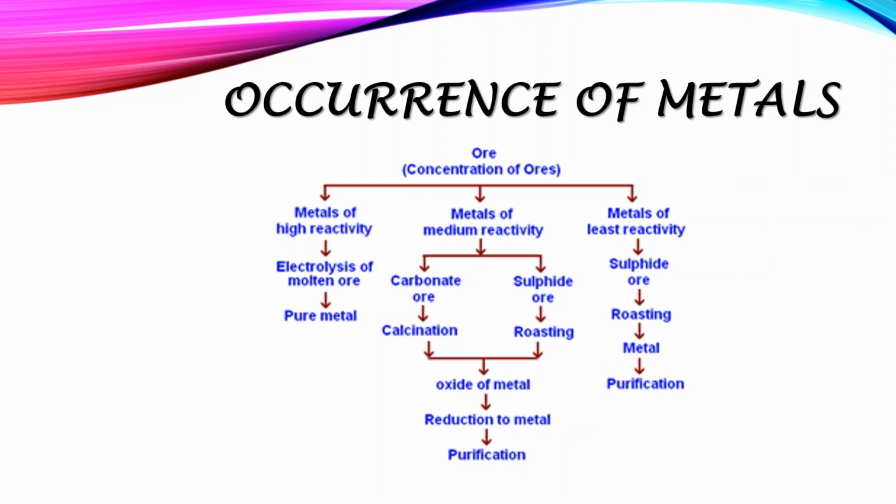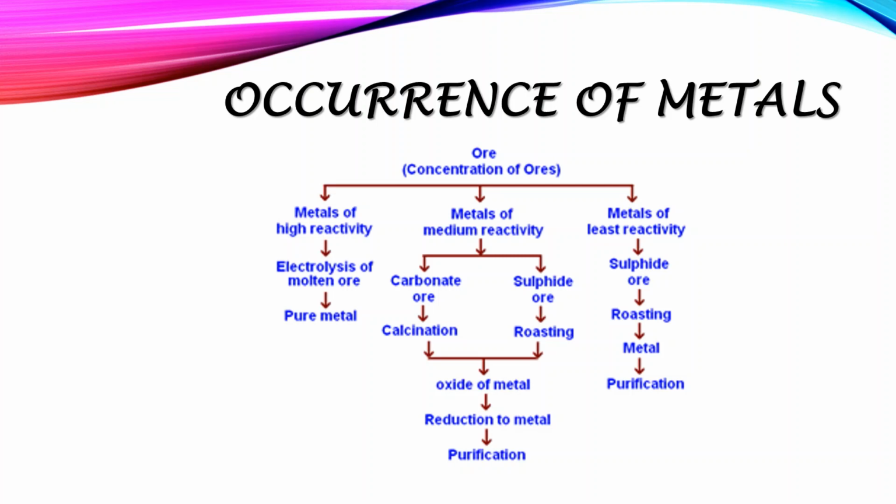Occurrence of metals. Metals are extracted from their ores in which they have high concentration. Then there are 3 types of steps that we need depending on the reactivity of those metals. If metals are of high reactivity, we do the electrolysis of molten ore and from that we get the pure metal. If they are of medium reactivity, they are again divided into 2 parts: carbonate ores and sulfide ores. For carbonate ores, we do the process of calcination and for sulfide ores, we do the process of roasting. In both processes, we get the product as the metal oxide.